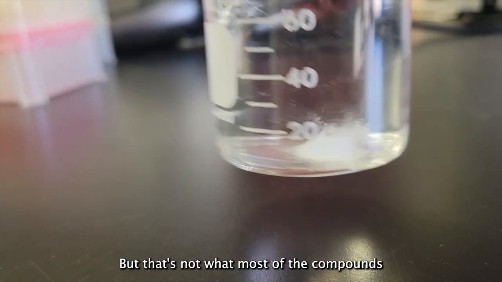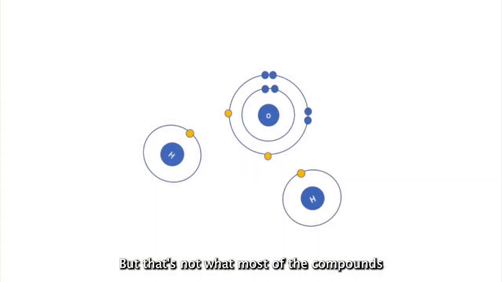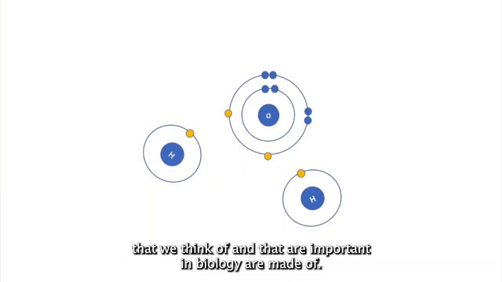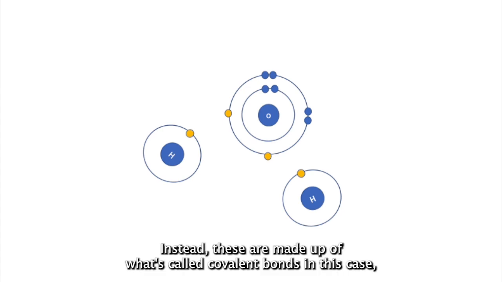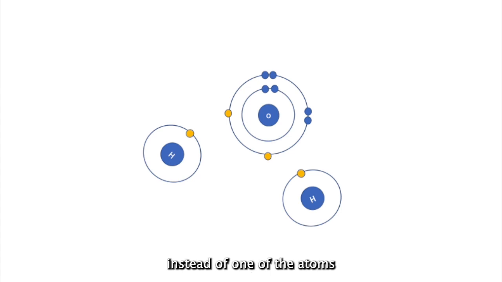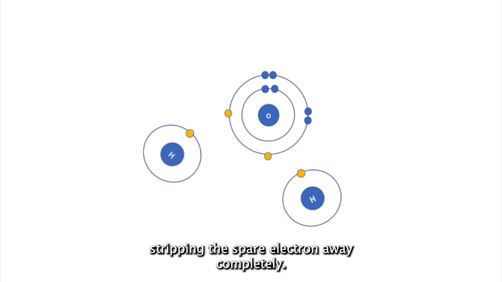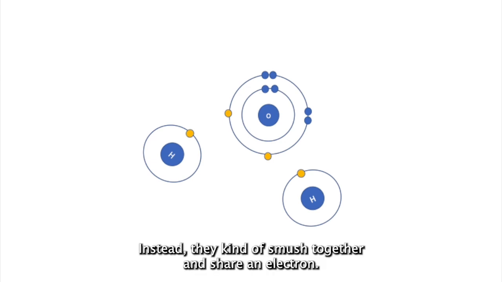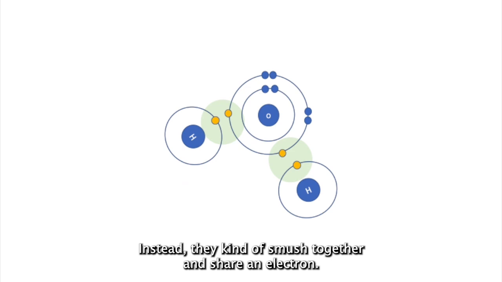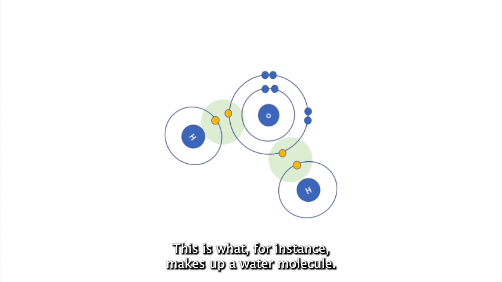But that's not what most of the compounds that we think of and that are important in biology are made of. Instead, these are made up of what's called covalent bonds. In this case, instead of one of the atoms stripping the spare electron away completely, they kind of smush together and share an electron. This is what, for instance, makes up a water molecule.